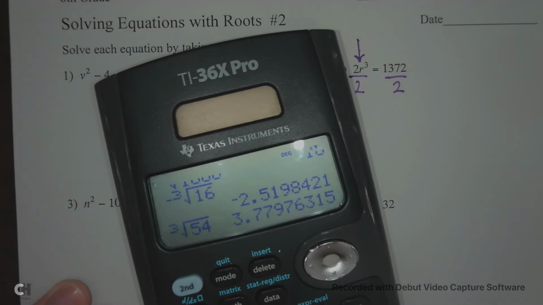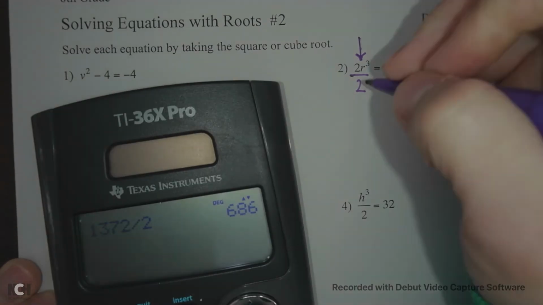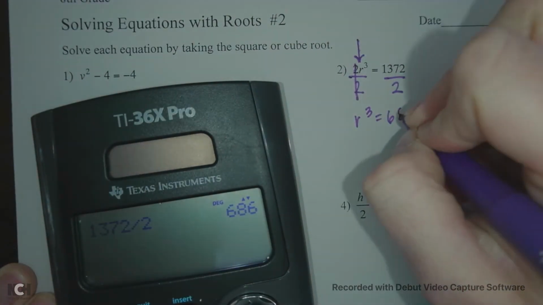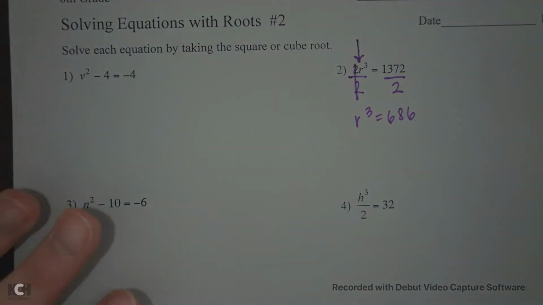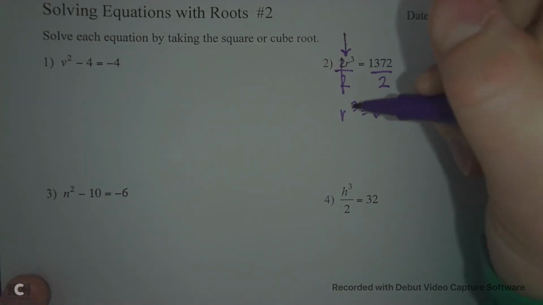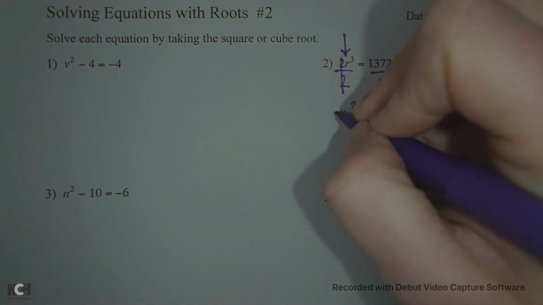So we have 1372 divided by 2, and that gives us 686. So these guys go away. So r cubed equals 686. Okay, so now the variable is almost by itself, but this exponent is a 3, so we have to do the opposite. So the opposite of cubing something is cube root.